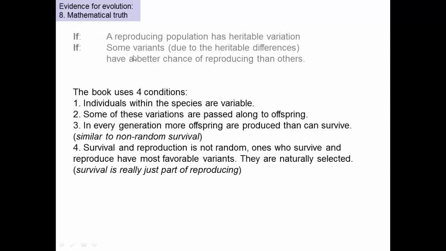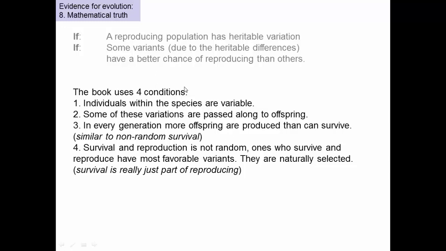Now if you look at your book, when it describes this sort of thing, the book uses 4 conditions instead of these 2. It talks about how individuals within the species are variable. Some of those variations are passed along to the offspring. So this is heritable variation, 1 and 2. In every generation, more offspring are produced than can survive. So this creates selection, or the potential for selection. And then number 4, survival and reproduction are not random. Ones who survive and reproduce have the most favorable variants. They're naturally selected. So 3 and 4 are like the selection.